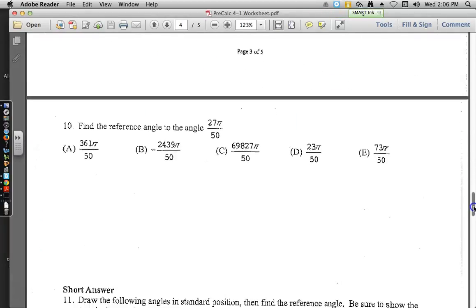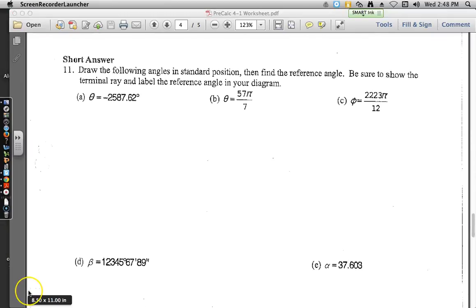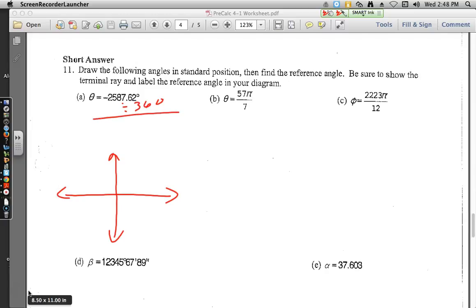So, off to 11. Number 11 has draw the following angles in standard position, then find the reference angle. Be sure to show the terminal ray and label the reference angle in your diagram. So with this one, what we have to do to figure out where it's going to land is we have to divide it by 360 since this is in degrees. And because this one is negative, once we figure out what that is, we're going to have to round up. And with rounding up, that's going to give us 8.